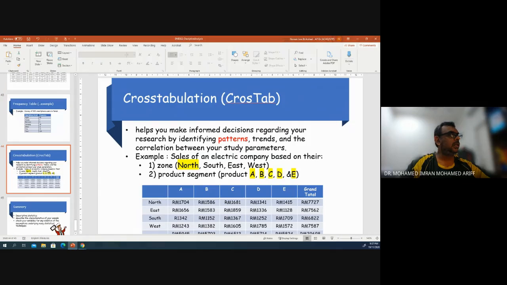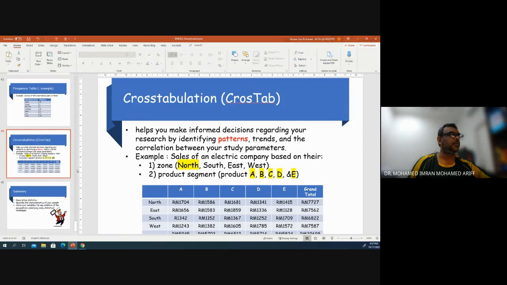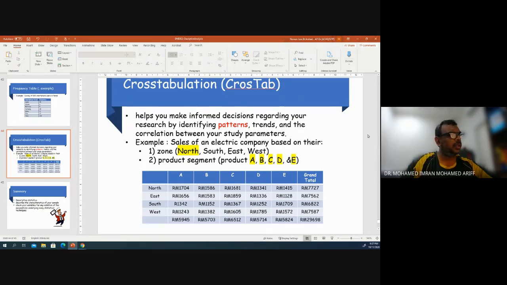Now we do a cross tabulation table, or what we call a cross tab table. For example, you make informed decisions regarding your research by identifying patterns, trends and the correlation between your study parameters. The question is: sales of an electric company based on zone and product. The example here is the company Seng Heng. In the north zone, the yellow one, they sold products A, B, C and D. In the north, the total of product A sold was 1704, product B sold was 1586, and so on. So the total production for the north alone is 7,000.